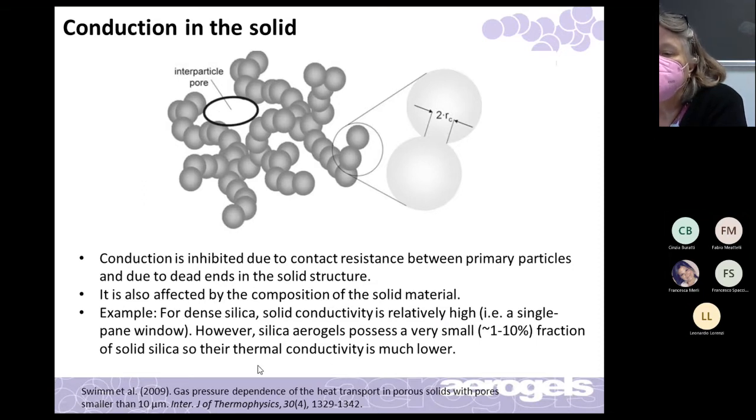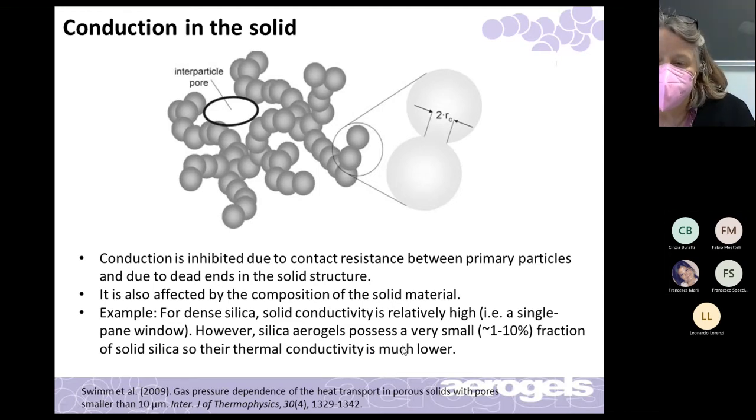So it's, again, how is the material configured, and in what format it is. Again, silica itself, if it's dense, has a much higher conductivity relative to, say, a silica aerogel. And that has to do with the way that the aerogel is made up.